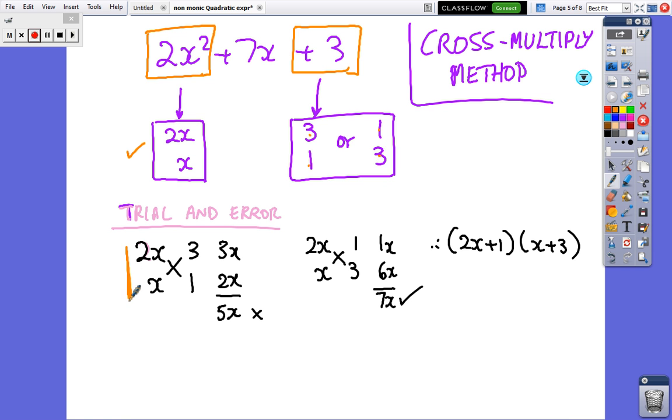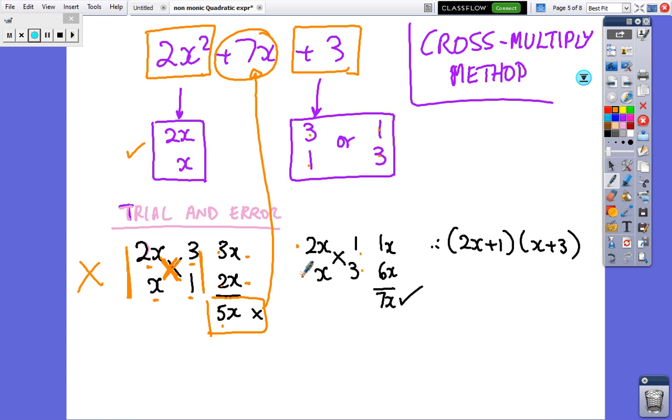You write down the 2x and x, and you write down the 3 and the 1, and you put a cross in between them, and then you multiply down the cross. So 2x times 1 is 2x, and you go up the cross, x times 3 is 3x, and they add up to 5x. 3x plus 2x is 5x, but the number we want is 7x. So that means that answer is not the right answer. So instead of having 3 and 1, we switch to 1 and 3. So we put the 2x and x on one side, and this time instead of 3 and 1, we put 1 and 3.